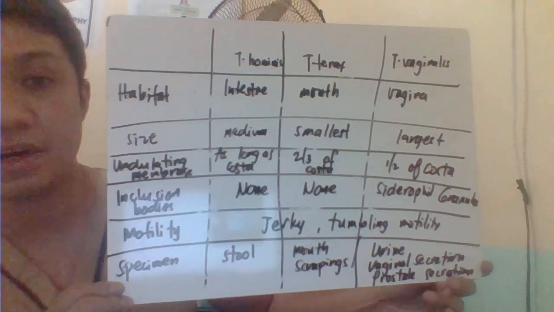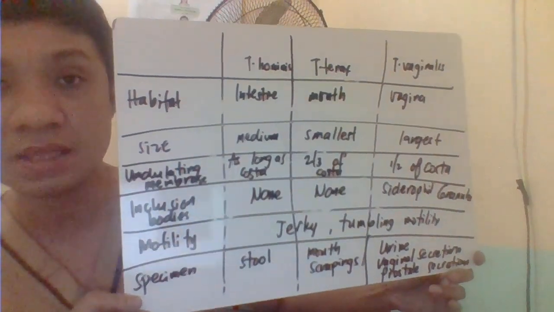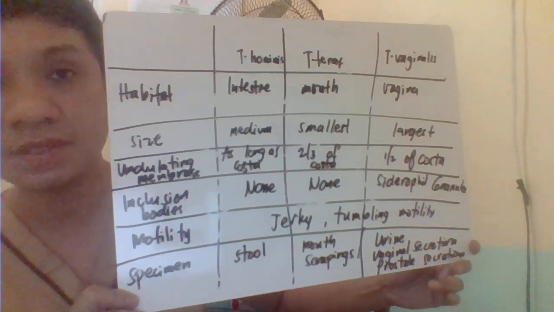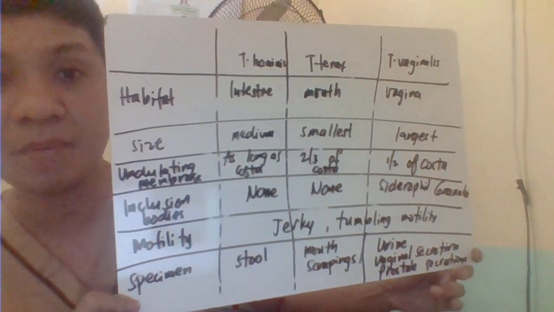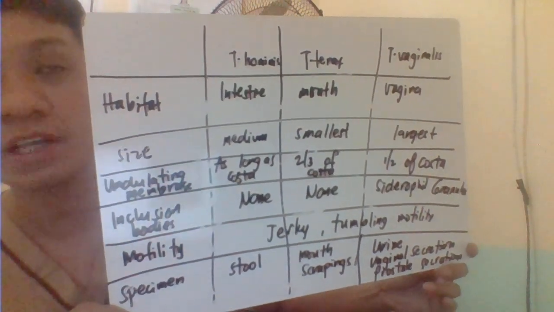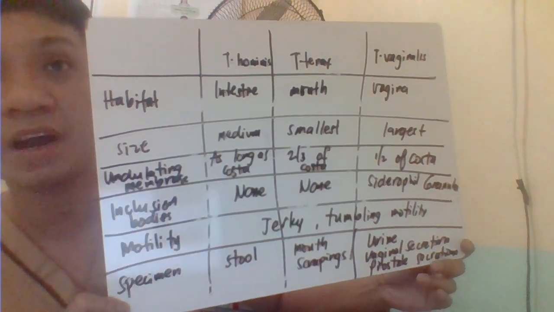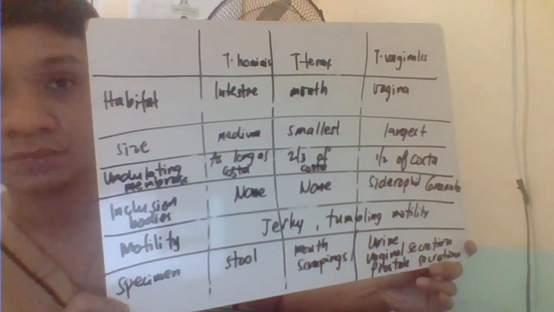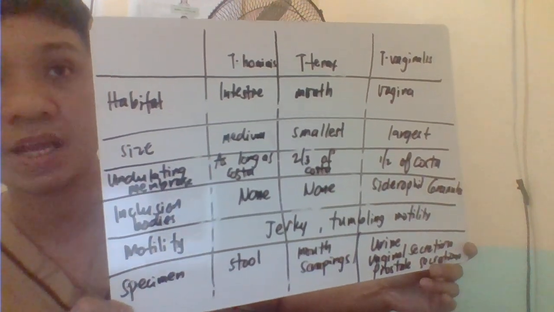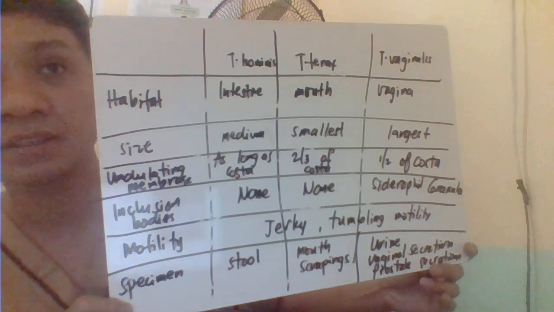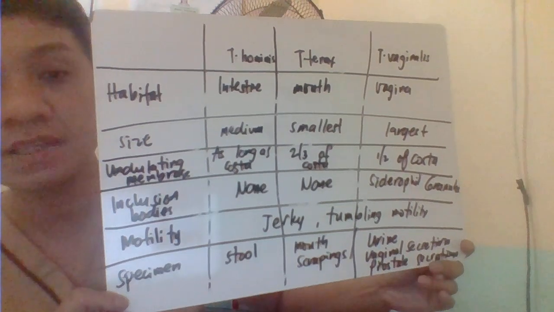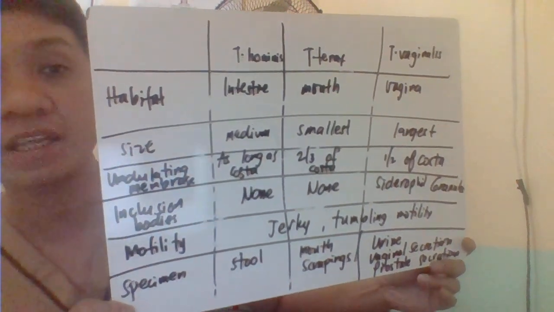Next one, we have your undulating membrane. The undulating membrane serves also as one of their flagella-like structures. Most likely, the undulating membrane is being compared with the costa. Pag hominis, the undulating membrane is as long as the costa, kung pareho sila ng length ng costa. For your tenax, on the other hand, 2/3 of the costa ang kanyang undulating membrane. And 1/2 ng kanyang costa ang undulating membrane if you have your vaginalis. Then siderophile granules inclusion body could only be found in the vaginalis.